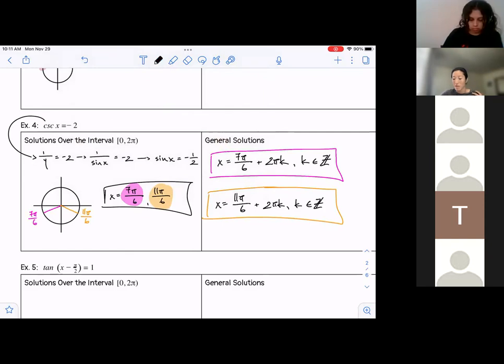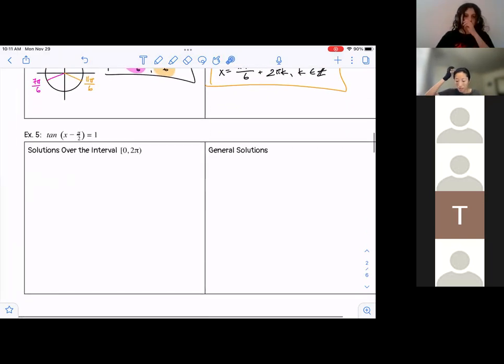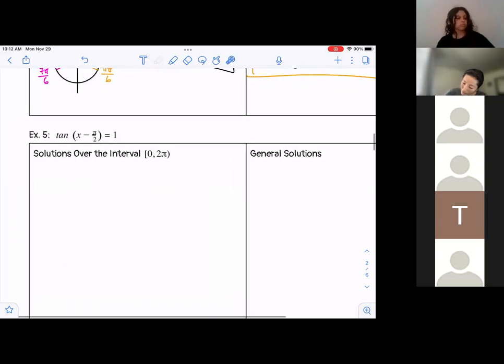Up until this point, I've just been making you write a lot of this plus 2 pi k, and I'm saying over and over what it means: how many times we go around the unit circle. But in example 5, we'll start to see sometimes we can shortcut that a little bit. We always want to be on the lookout for when we can say it in a more straightforward way. So let's take a look at example 5. We've got tangent of x minus pi over 2 equals 1.